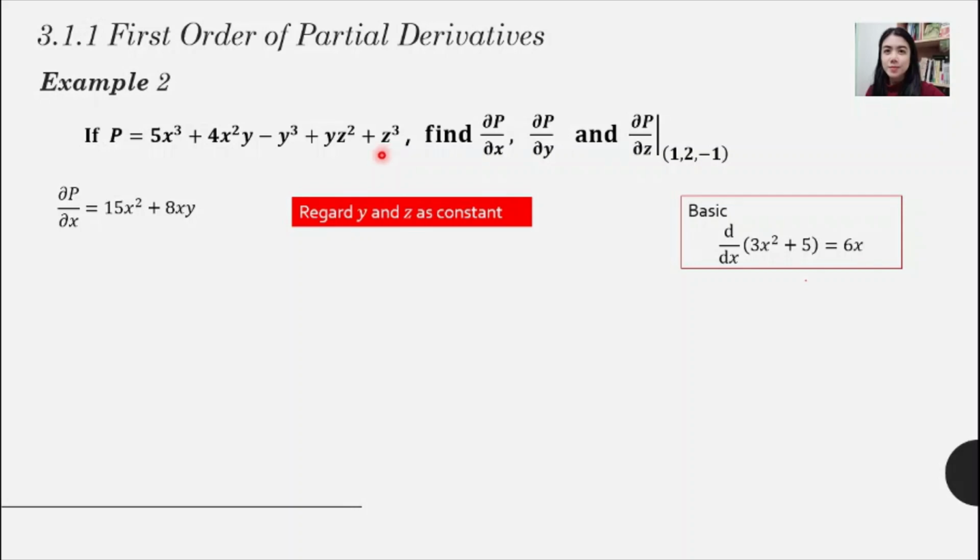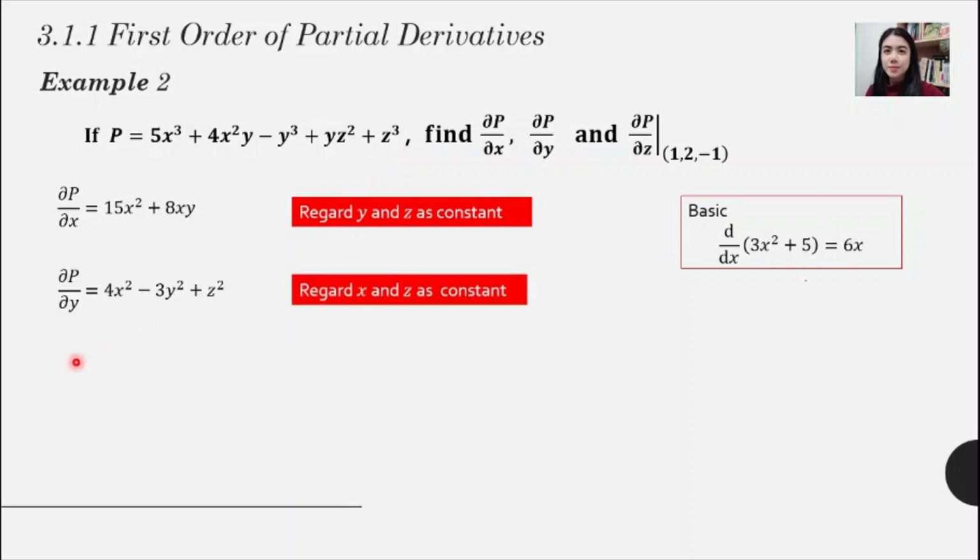Now go for del p del y. For del p del y, you're going to focus on y, so you're going to treat the x and z as constant. Let's go back to this equation. Now we differentiate with respect to y. For the first item, we ask ourselves, do we have the y here? For the first item, we do not have the y. It means that this is a constant. You differentiate a constant, you have 0.